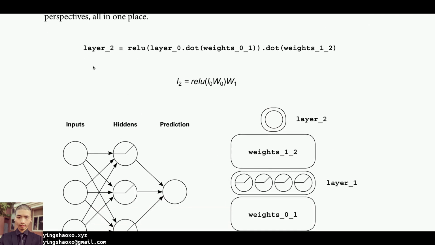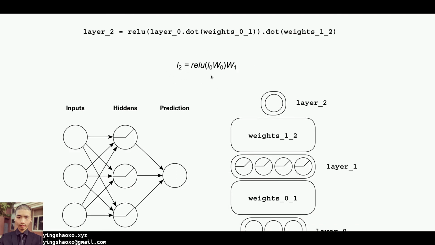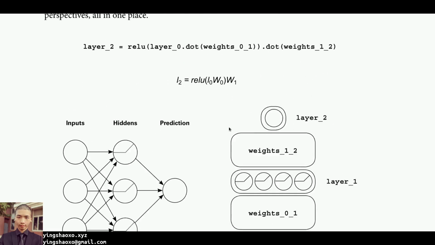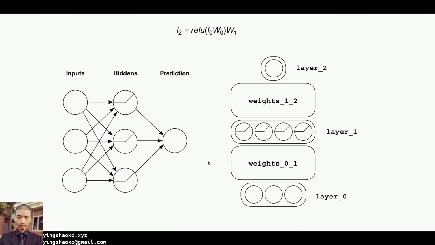First, let's see the Python code. Layer 2 equal to ReLU of layer 0 dot weights 0, 1, the weights between layer 0 and layer 1. And after that, we do another dot operation. That's it. And here's the algebra representation. It's probably the same as we saw in the Python code. And here's the graph representation, the inputs, the hidden layers, and the prediction. And here's another representation. It is all the same. I hope you could understand this.